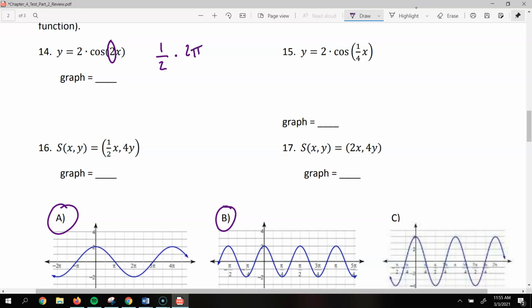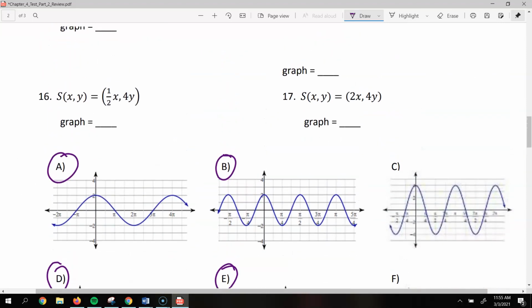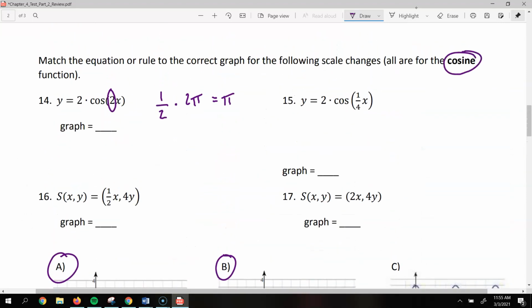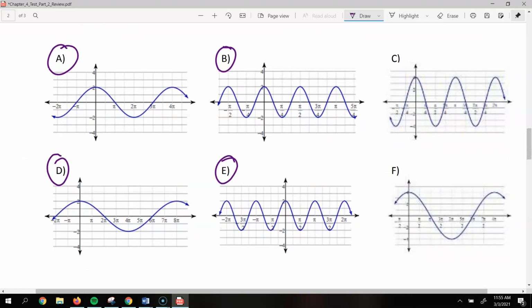So let's figure out what the period would be. Remember, the period typically would be 2 pi. So if we take half of 2 pi, we get pi. So the period would be just pi radians. So out of these 4, and by the way, we're dealing with the cosine function, I want to figure out which one of these would oscillate between -2 and 2, but repeat itself every pi radians. So A repeats itself every 4 pi radians, so that's not it.